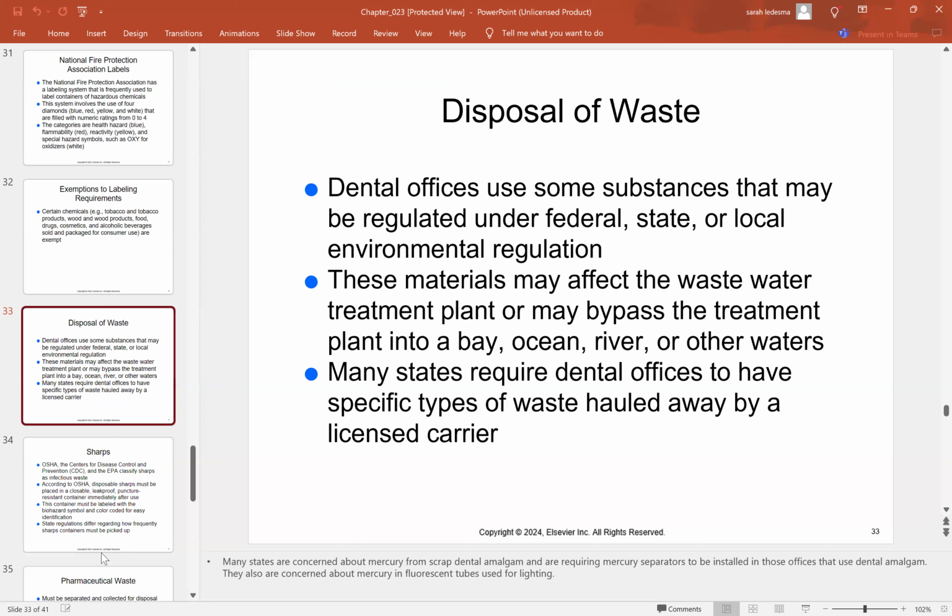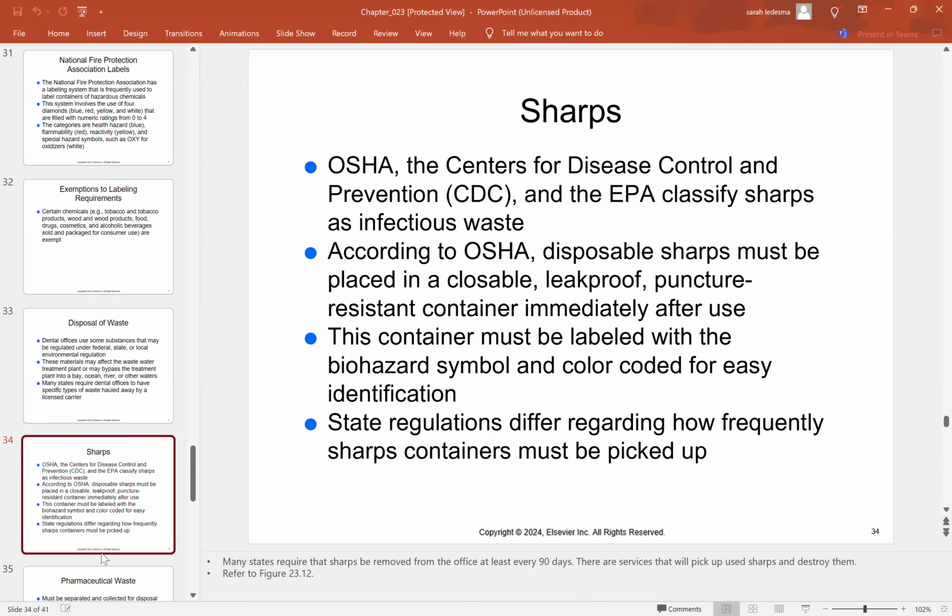Dental offices use some substances that may be regulated under federal, state, or local environmental regulation. These materials may affect the wastewater treatment plant or may bypass the treatment plant into the bay, ocean, river, or other waters. Many states require dental offices to have specific types of waste hauled away by a licensed carrier.